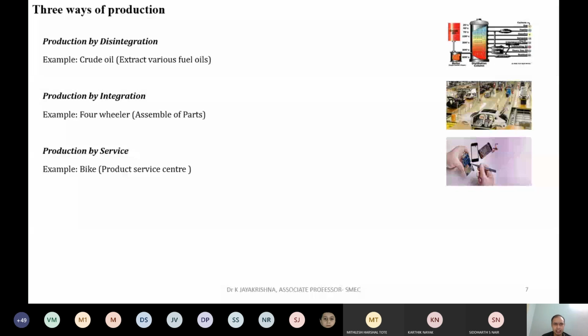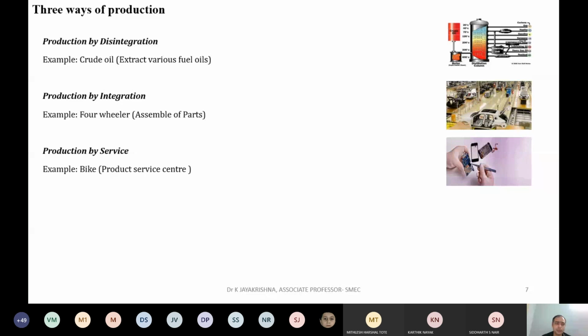Otherwise, imagine a sculptor making an idol out of stone. He is carving the stone and making a big idol. That is production by disintegration. Then what is production by integration? All your assembling activity can be considered production by integration, assembling two or three components. Even cooking is production by integration. We are not removing anything, we're just adding everything, mixing it, and making some food. And 3D printing can be the best example for production by integration.